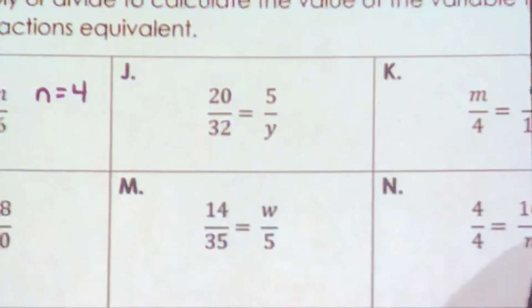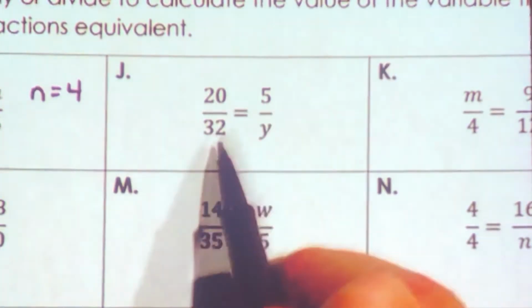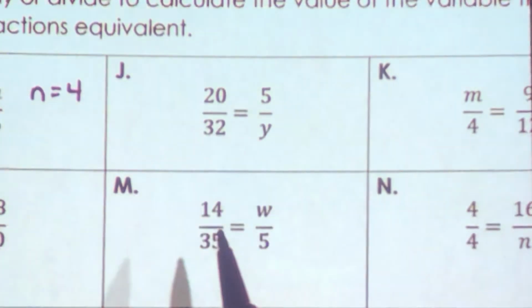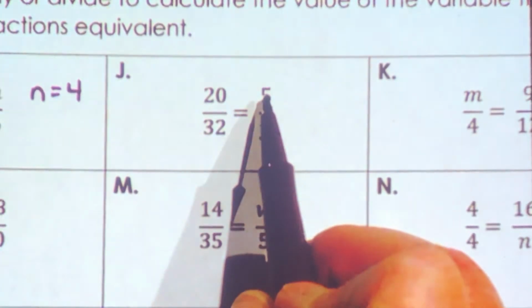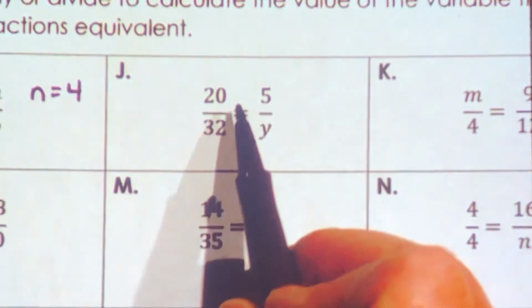And looking at J, here I see that I have a 20, I have a 5, I have a 32, I have a Y. I'm going to look at the top because both of those digits are there. And this time I'm going from a larger digit to a smaller digit, a higher value to a lower value. So that's going to take some division.